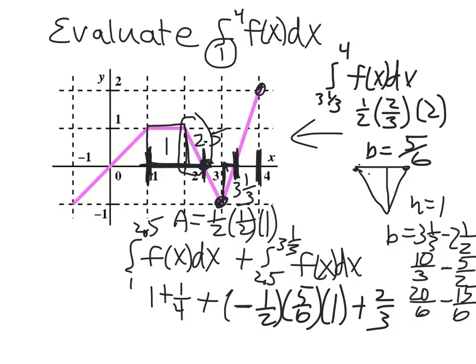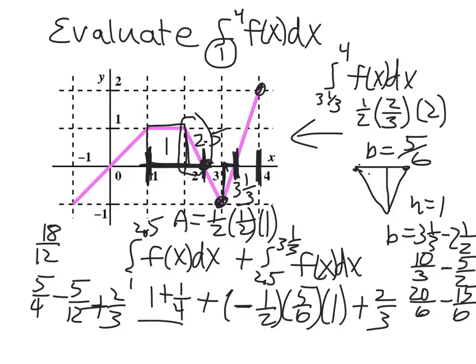So as we add all this up, well, 5/4 minus 5/12 plus 2/3. And of course, as a fraction, 12 would be your least common denominator. So our fraction would be 18/12, or what, 1 1/2.